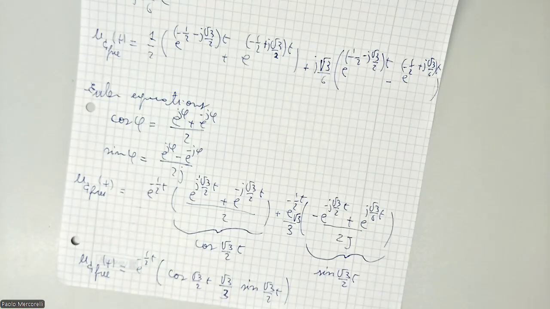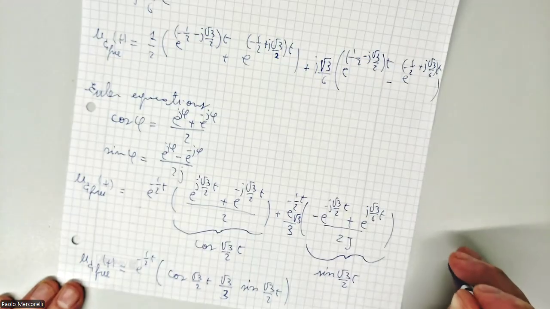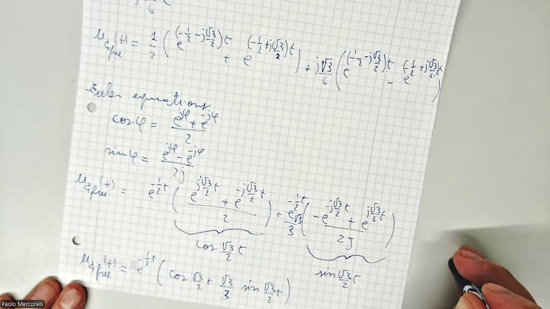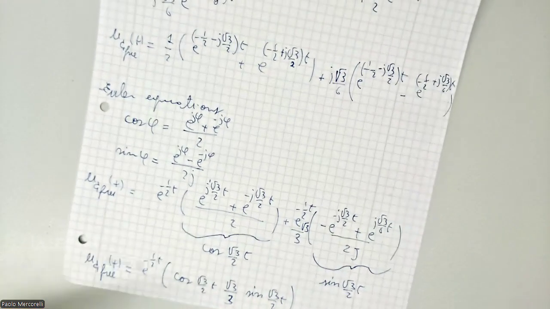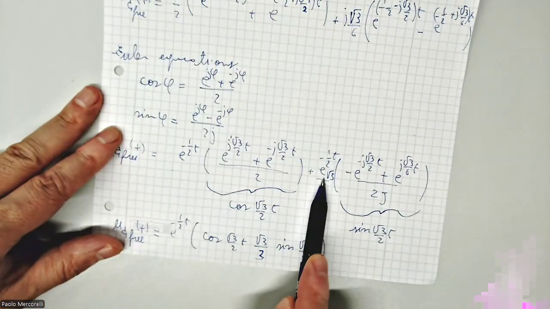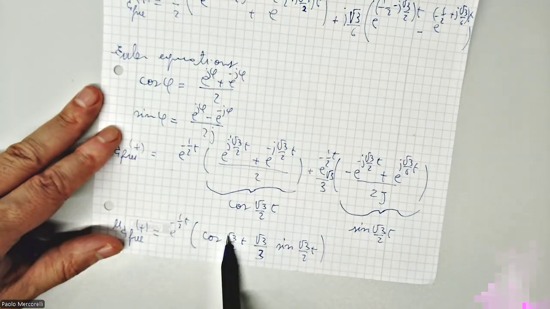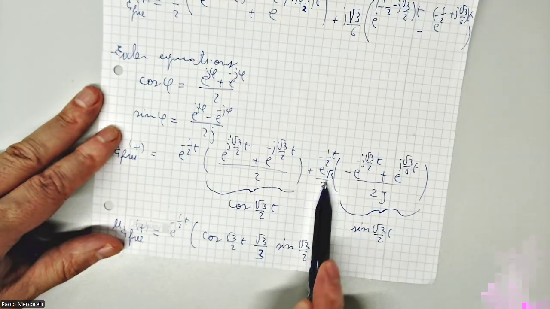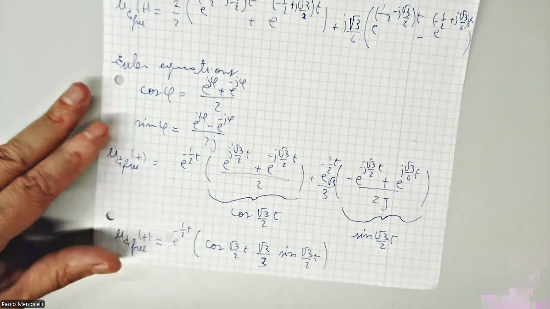I did it relatively quickly because I know that you know it from high school, but redo these calculations at home. Or see again the presentation on YouTube, or download it from my statistics material. At the end, we have this element here, which is common here, this is common here, which multiplies cosine of this, plus root of 3 divided by 3, which is here, multiplied by sine of root of 3 divided by 2.